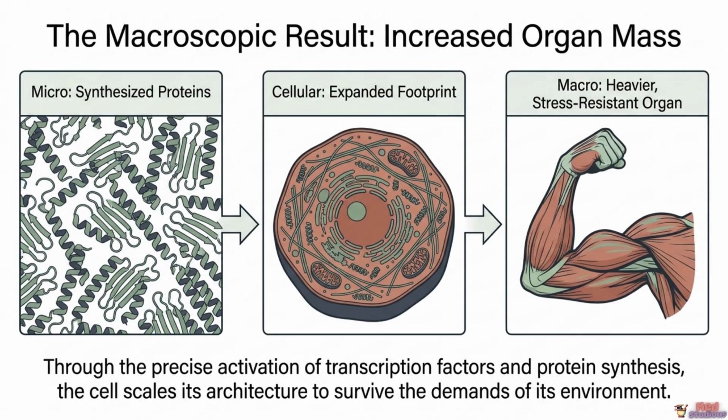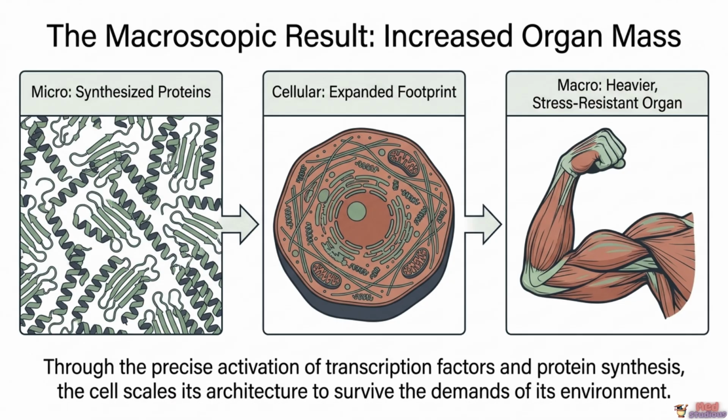At the cellular level, this protein accumulation causes the cell to physically expand. Its volume increases, its surface area grows, and its functional capacity rises. Multiply this expansion across the millions or billions of cells that make up an organ, and the effect becomes visible to the naked eye. At the macroscopic level, the level of the whole organ, the result is a heavier, structurally denser, stress-resistant organ. In physiologic hypertrophy, this produces an organ that functions better under the new demands.